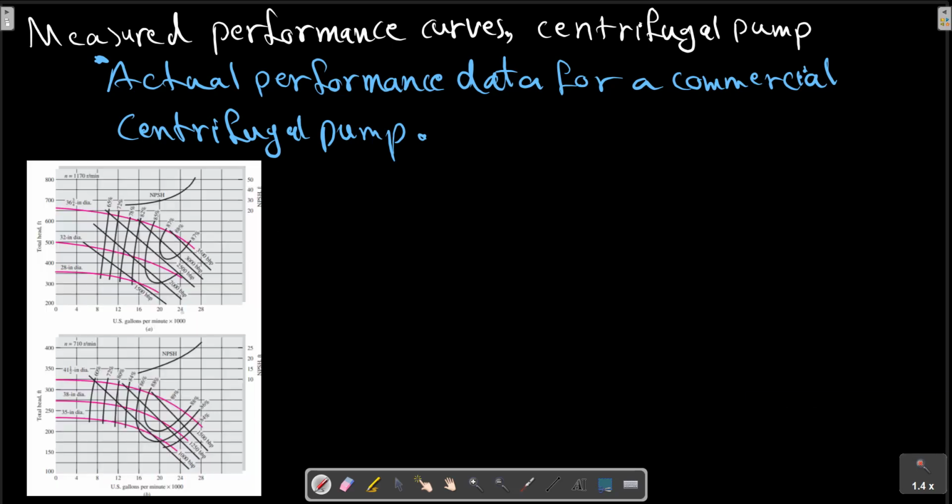Part A of this diagram is for a basic casing size with three different impeller diameters.